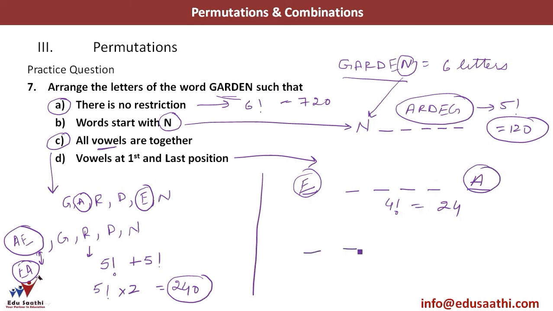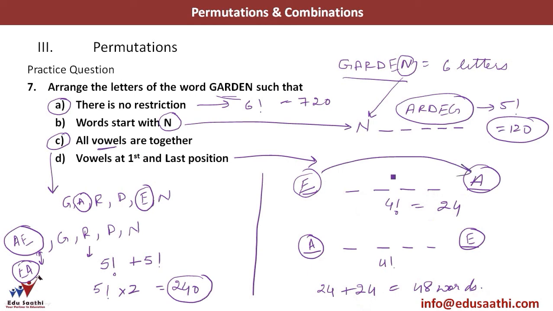But I have another case where A can occur in the beginning and E will occur in the end. This will also give me 4 factorial words. So my answer is 24, which is 4 factorial, plus 24, or in other words 48 words. Keep in mind here that you can always interchange. E and A are interchangeable.